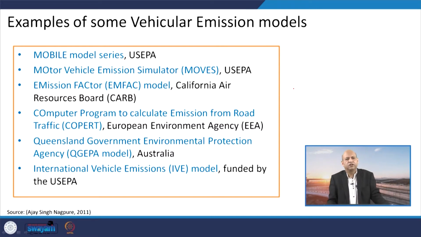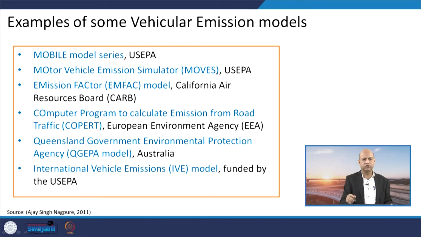Then let us consider examples of some important vehicular emission models. As I initially discussed, there are models from different countries, and developed countries have their own models, depending upon how much data is available and what kind of technology they are using in the transportation sector. These are incorporated in their equations and relationships. We have the MOBILE model series, which are updated year by year.